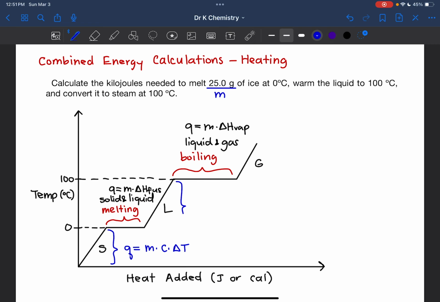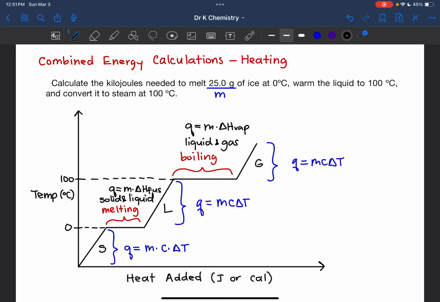Same sort of thing will be happening in the liquid state. So if we're going from 0 degrees Celsius up to 100, we're going to be in the liquid phase. We're just warming up that liquid. So the equation that we'll use is, again, mc delta T. And same in the gaseous state. So as long as there is no phase change, we're using the Q equals mc delta T equation.